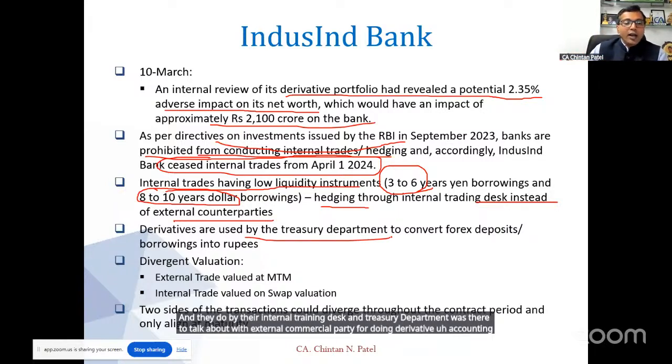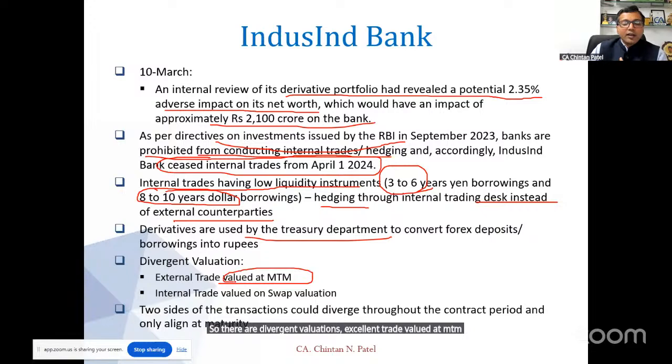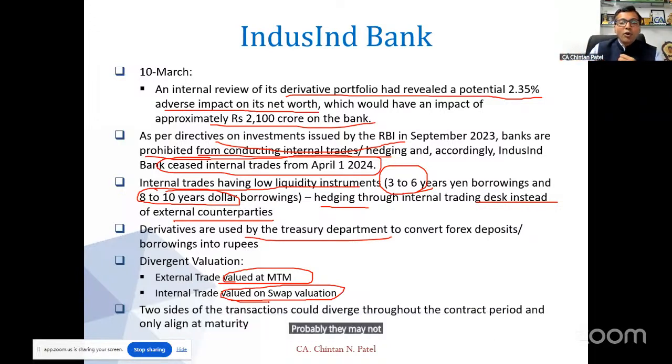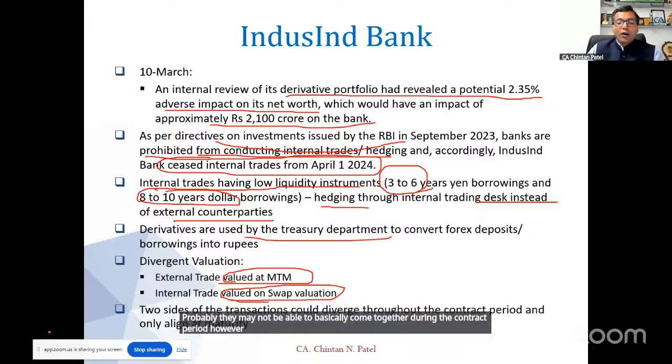So there are divergent valuations. External trade is valued at MTM, internal trade was valued on a swap valuation. So what happened here is that internal trade valued a swap and external trade valued MTM. Now they need to come to a situation where, if they reconcile with each other, one increase, second decrease should offset each other. However, when both are not synced together, they may not be able to come together during the contract period. They will align only at maturity.